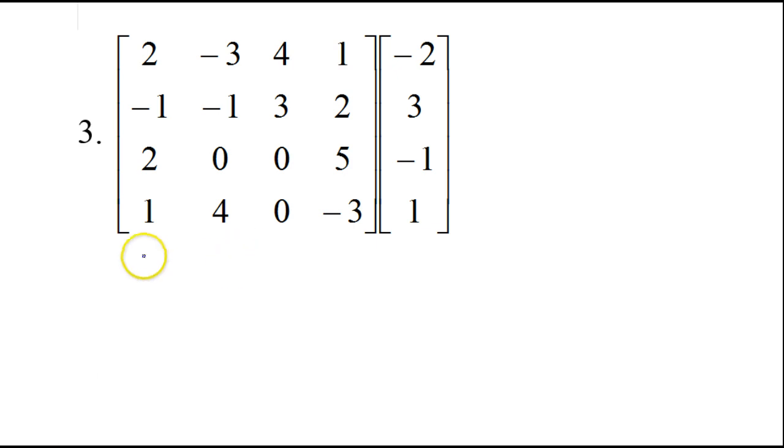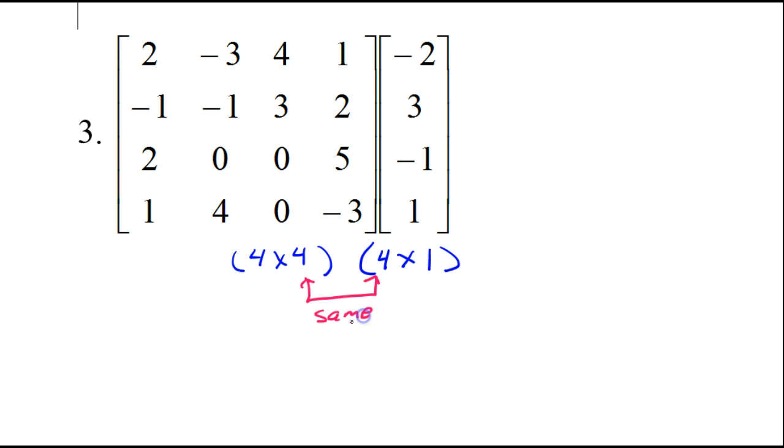Let's take a look at number 3. Let's see if this product will be possible. The dimensions of the first matrix are 4 by 4. This is a square matrix. It has 4 rows and 4 columns. The dimensions of the second matrix are 4 by 1. It has 4 rows and 1 column. This is a column matrix. For this multiplication to be possible, the inner dimensions must be the same. And they are. So that means this matrix multiplication is possible.